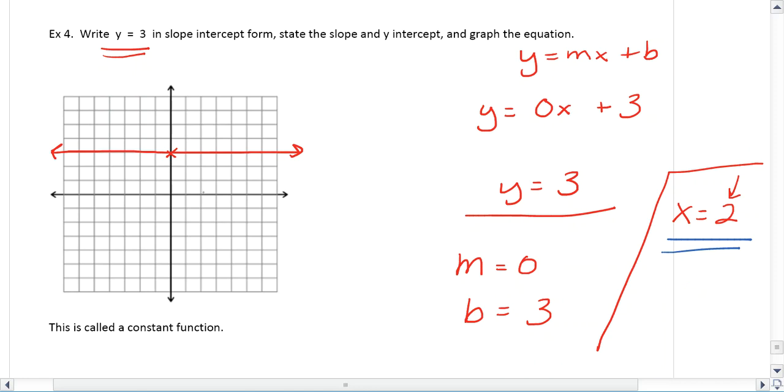To graph x equals 2, you just come over here to 2 and it would be a vertical line, which, okay, yeah, that's better than normal for me. I can't usually draw a straight line. But vertical lines sort of break all the rules. They don't have a slope. The slope doesn't exist. There is no y-intercept, and we certainly can't write it in a slope-intercept form. But this y equals 3, your book calls that a constant function because the 3 is the constant.